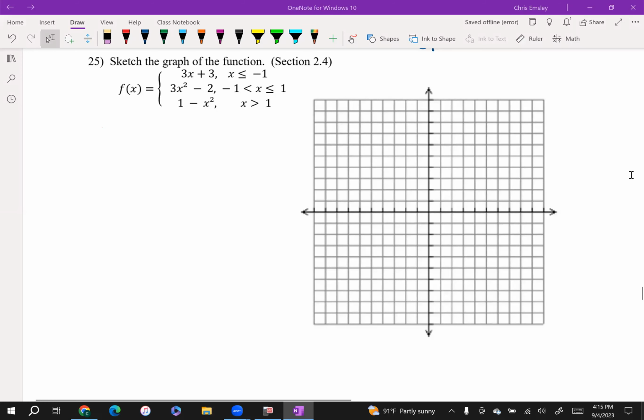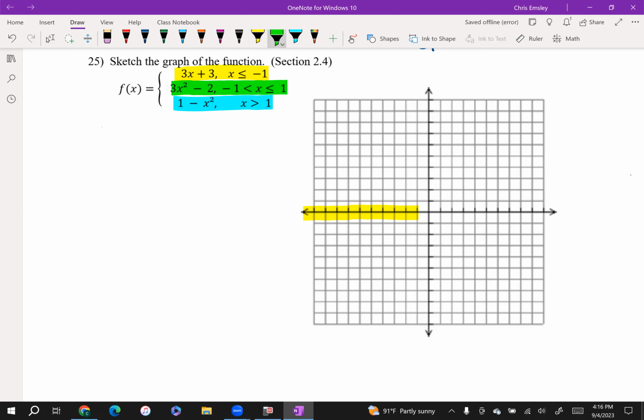Okay, number 5 is asking us to graph the function, and specifically, this is a piecewise function. We are going to use different function definitions according to what x values we're plugging into the function. So you can see highlighted in yellow, 3x plus 3. We use that for any x values less than or equal to -1. So that's this section on our graph of the x-axis.